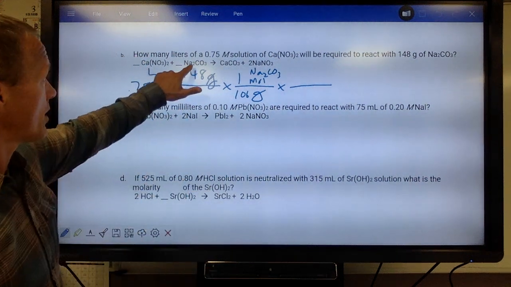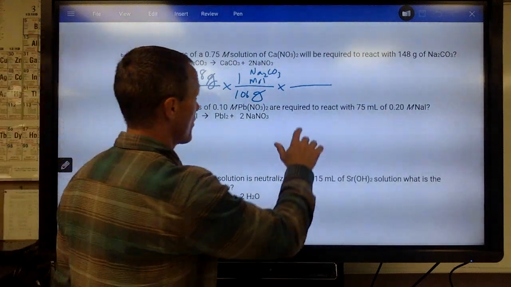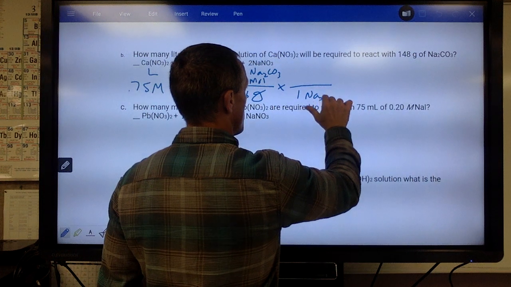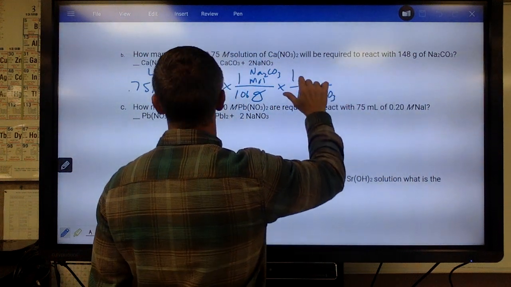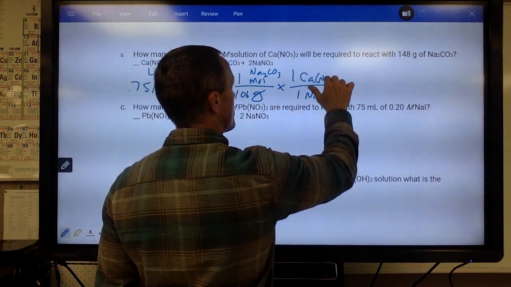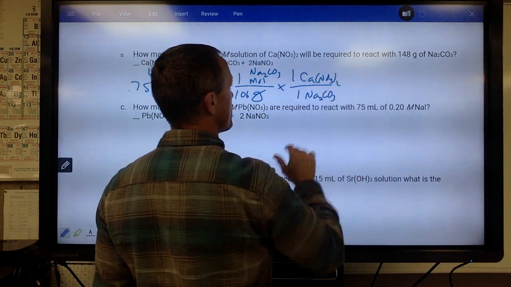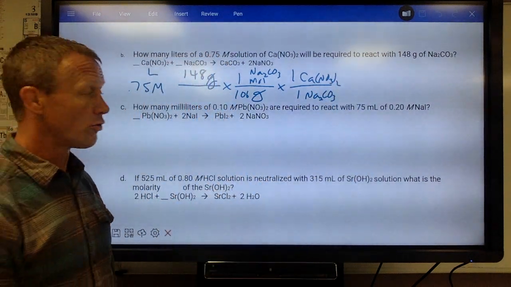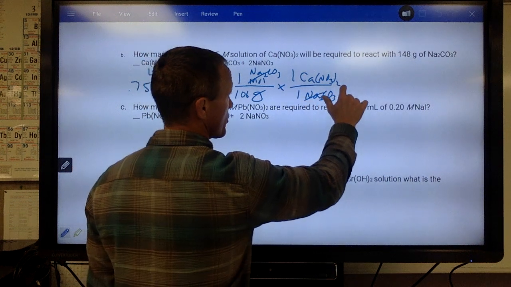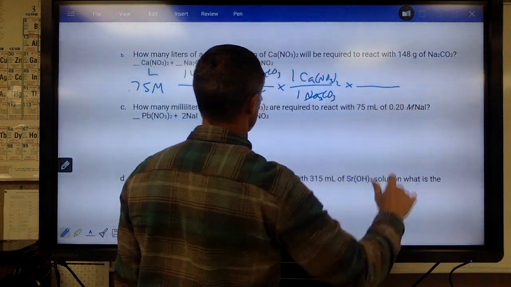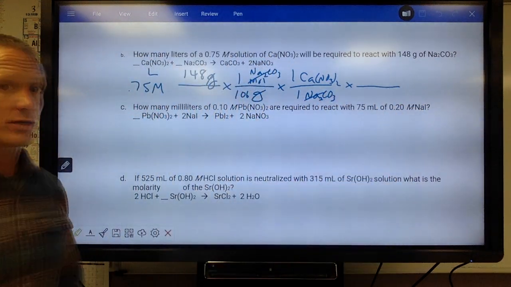To our ratio, which is 1 to 1 in this case. So for every 1 mole of Na2CO3, there's 1 mole of calcium nitrate. And that's a mole to mole ratio. So that mole and that mole cancels. Right now we're at moles. We want to finish with liters.